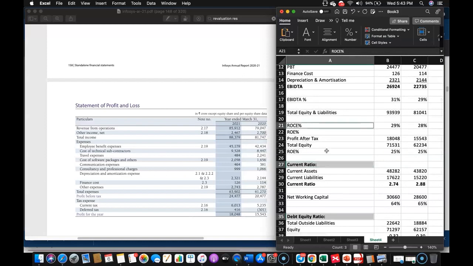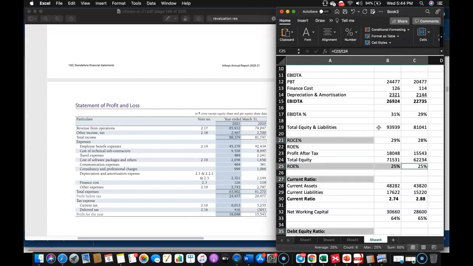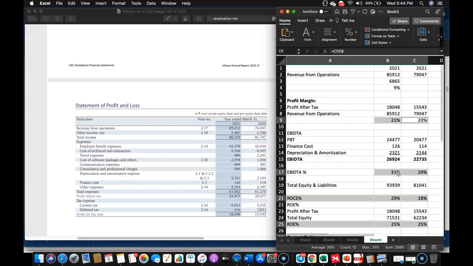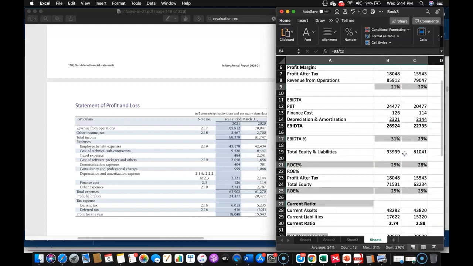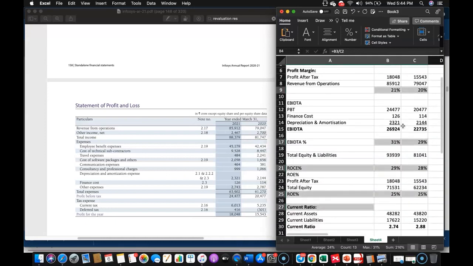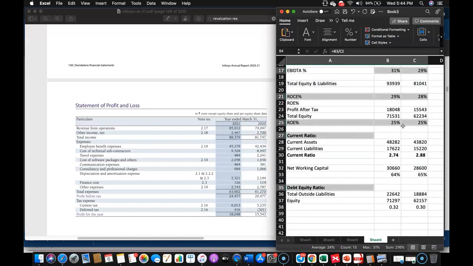They are generating a return of 29% on overall capital employed and 25% for the equity shareholder funds. EBITDA margin is 31%. And if you look at their profit margin, it is 21%. Revenue has increased over the previous year period by 9%. Profit margin, I believe it is more or less same, right? Yeah. Profit margin, previous year it was 20%, the current year is 21%. There are many other ratios, factors we can make use of to understand. We'll do that in later part.